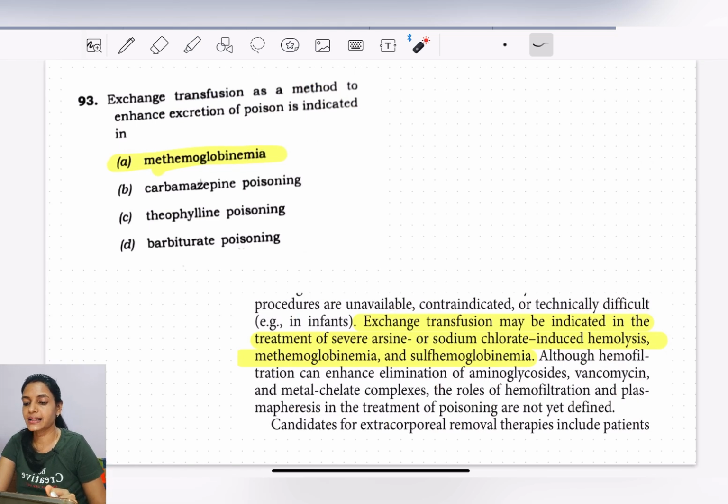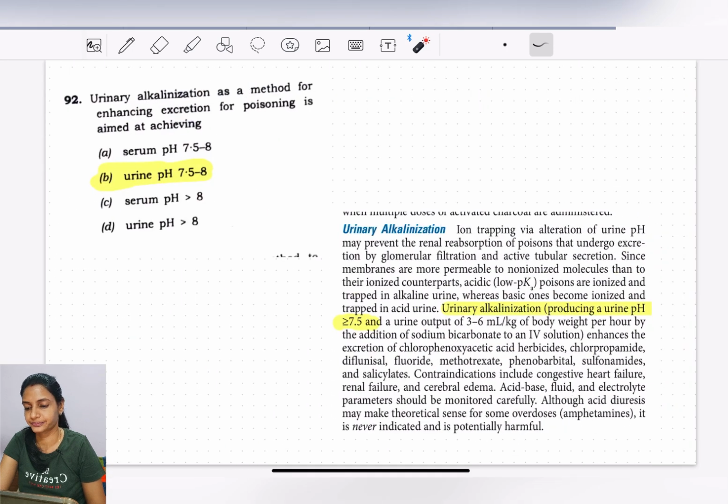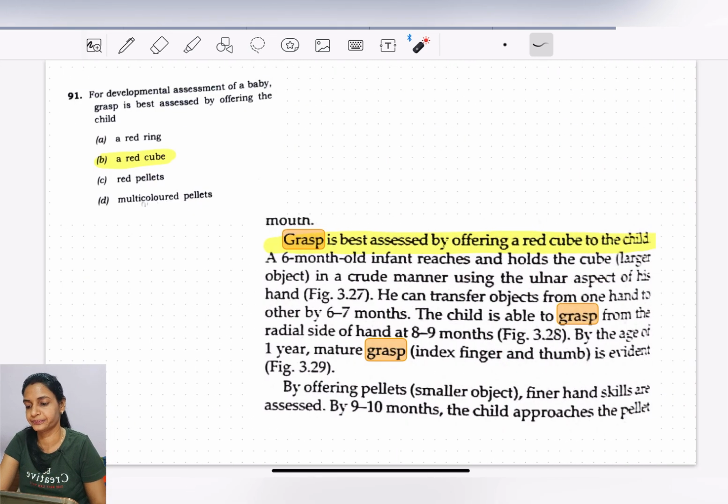Next they are saying that exchange transfusion as a method to enhance excretion of poison is indicated in. So it is indicated in methemoglobinemia and sulfhemoglobinemia. Urine alkalization is a method for enhancing excretion for poisoning, aimed at achieving urine pH more than 7.5. So answer for this is B.